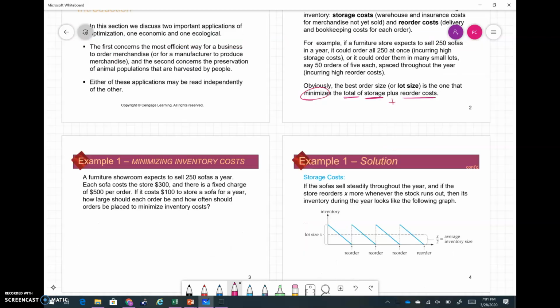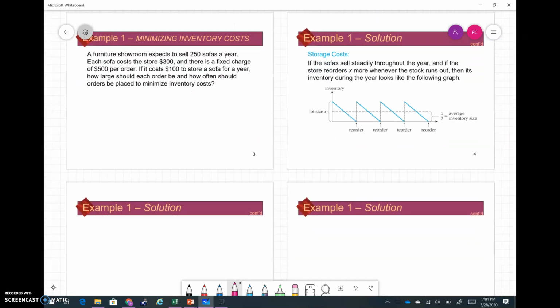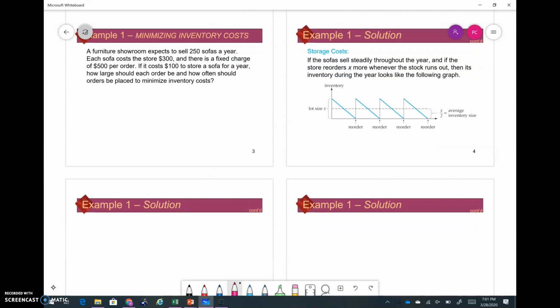So let's look at the first example. A furniture showroom expects to sell 250 sofas a year. Each sofa costs the store $300, and there is a fixed charge of $500 per order. If it costs $100 to store a sofa for a year, how large should each order be, and how often should orders be placed to minimize those inventory costs?